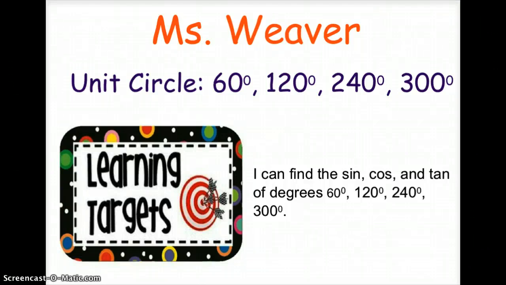Okay, welcome to this lesson video for our third and final part for creating the unit circle. We're looking at angles 60 degrees, 120, 240, and 300. And again, we're finding the sine, cosine, and tangent of these degrees.